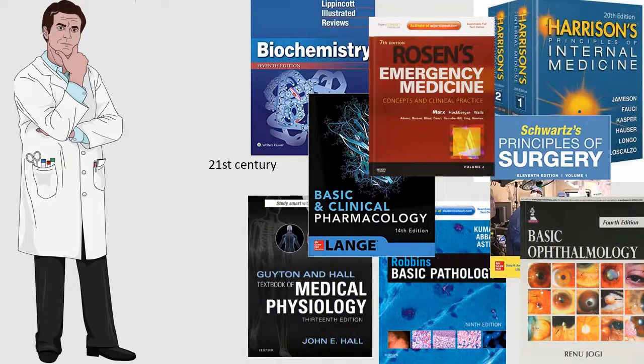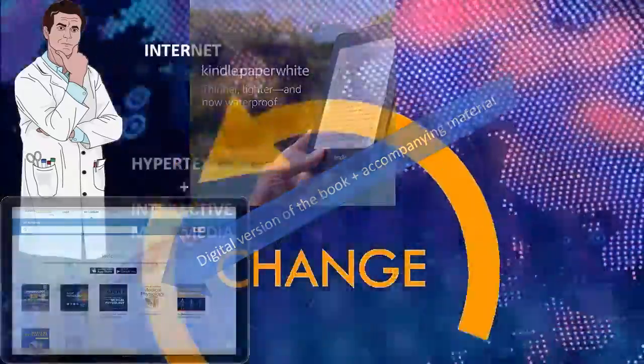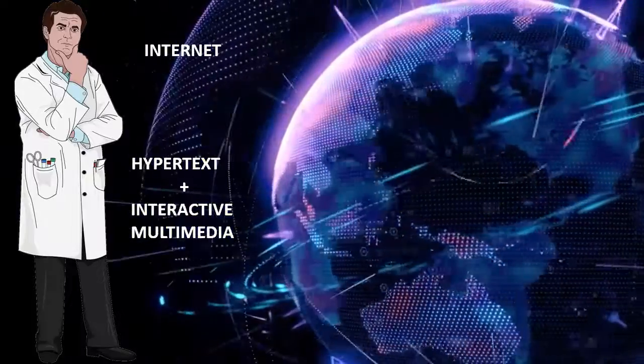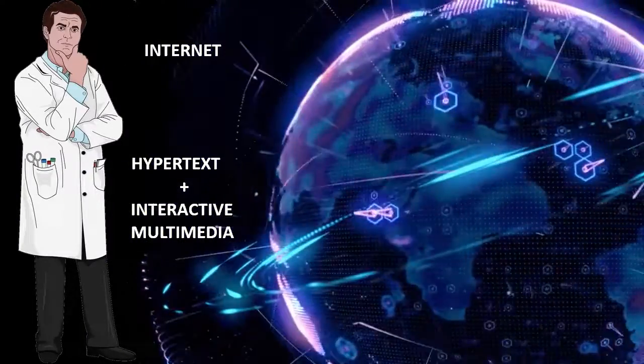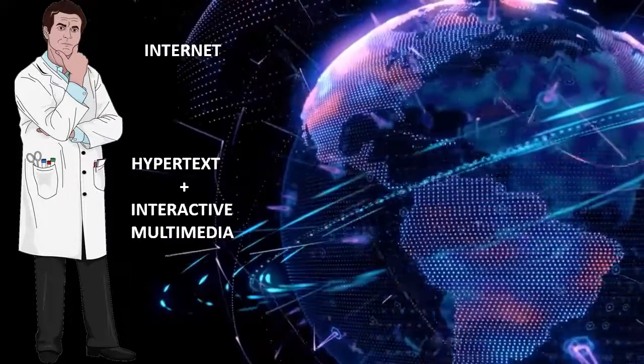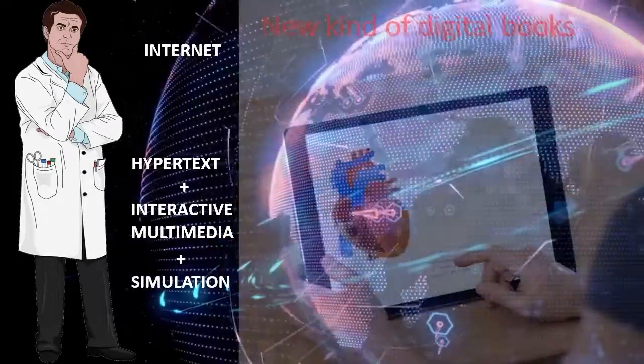Despite the development of electronic readers, classical textbooks have not lost their meaning. Many modern textbooks have accompanying electronic material, including an electronic version of the printed book, animated images, multimedia, and other resources. However, the development of the Internet fundamentally changes the possibilities of contemporary electronic learning. In addition to hypertext and multimedia, teaching materials may include simulation models.